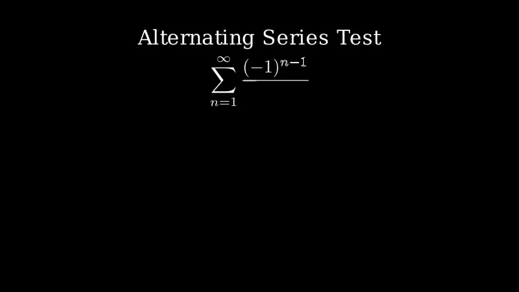Let's determine whether the series, the sum from n equals 1 to infinity of (-1)^(n-1) over the square root of n, converges or diverges using the alternating series test. To use the alternating series test, we need to check two conditions.